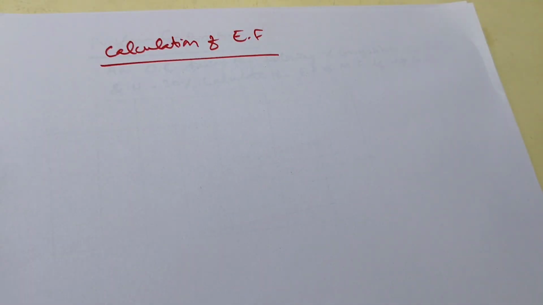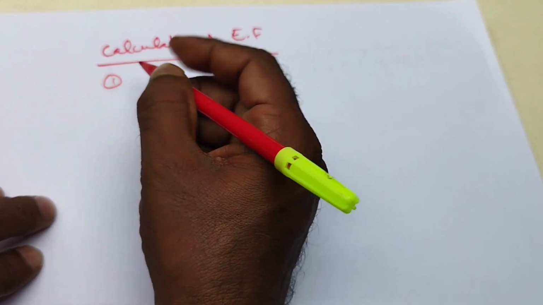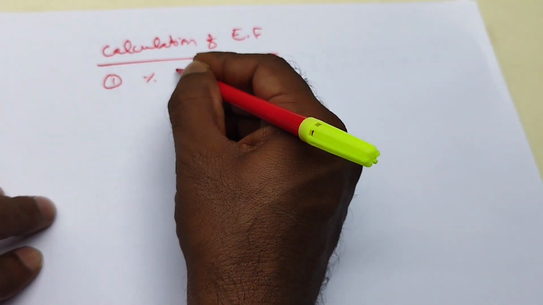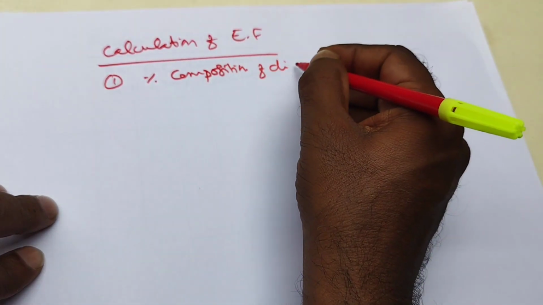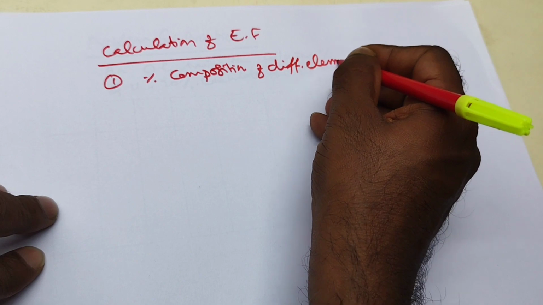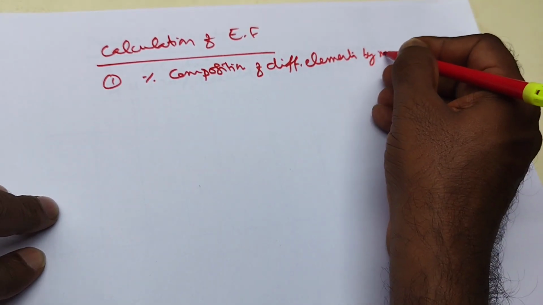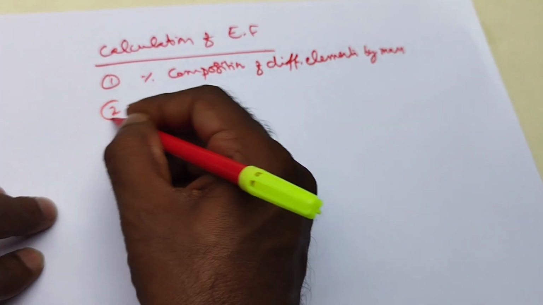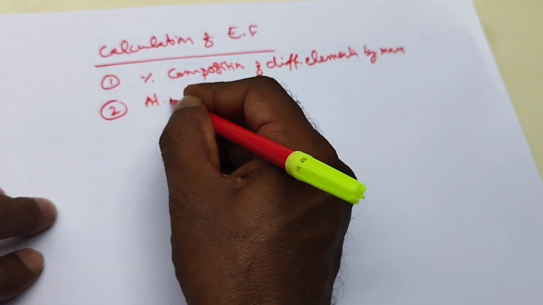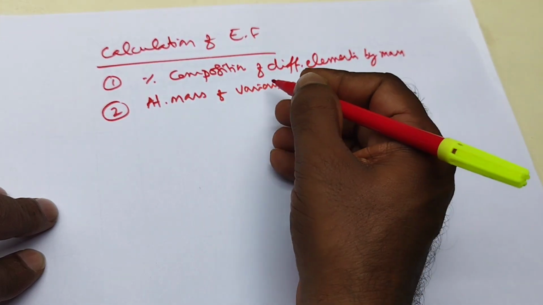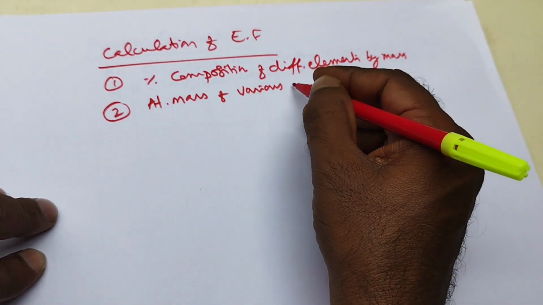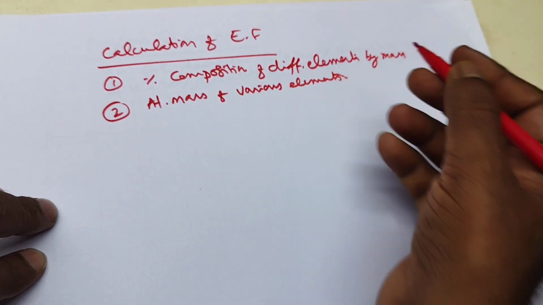Now we will calculate the empirical formula. For empirical formula calculations, we have to have knowledge of two things. One is the percentage composition of different elements by mass. That is very, very essential. Then the second one is the atomic mass of each element. Whatever the elements, if you want to find out, we have to know the atomic mass of all the elements. These two are the basic things.